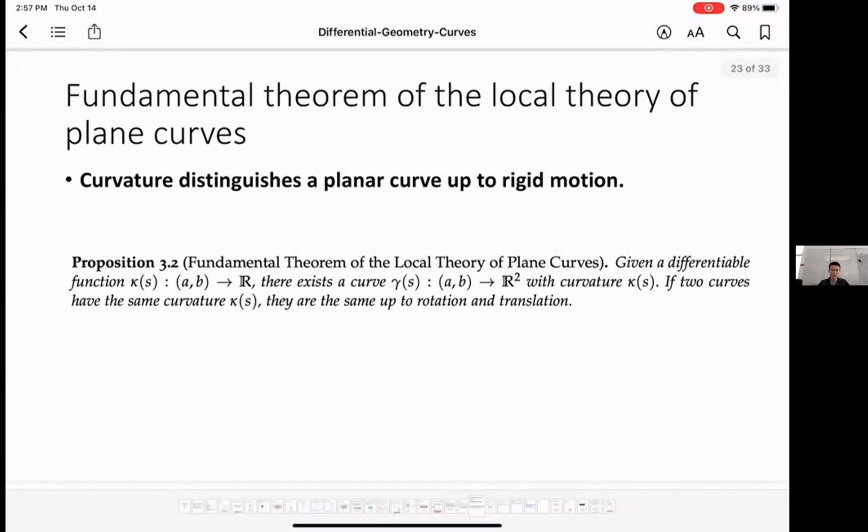it is fixed. We can also state it more precisely using this Proposition 3.2, which says that given a differentiable function, meaning the signed curvature, then there exists a curve gamma(s) from [a, b] to R2 with curvature k(s). If I have two curves with the same curvature, then they are essentially the same curve up to rotation and translation. Okay. Any questions about this theorem?